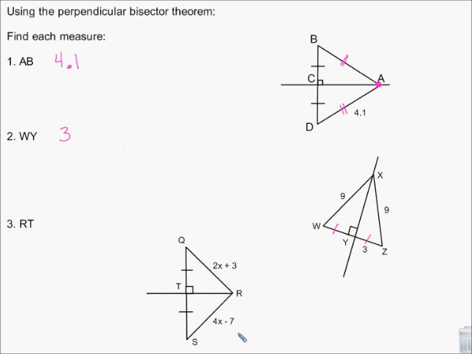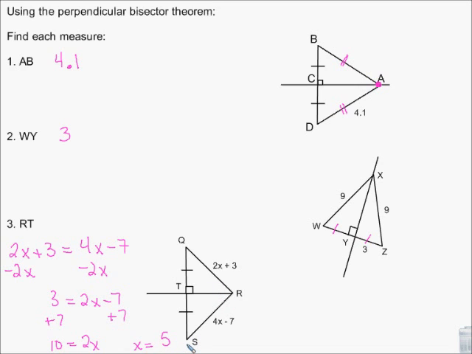And then I can use the same thing with some algebra. This is perpendicular, these are the same length. That tells me that these two are the same, so I can set those equal to each other. I can subtract 2x from both sides, and I get 3 is equal to 2x minus 7. Add 7 to both sides. 10 is equal to 2x, so x is equal to 5.